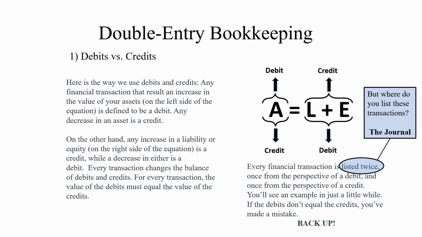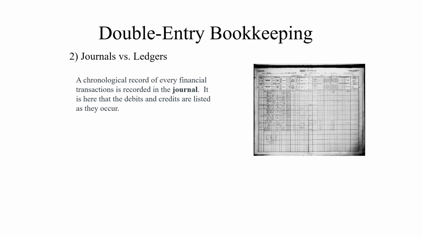These transactions are listed in a document that accountants call a journal. A chronological record of every financial transaction is recorded in the journal. It is here that debits and credits are listed as they occur.